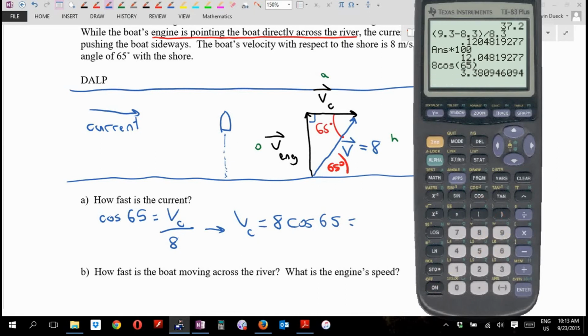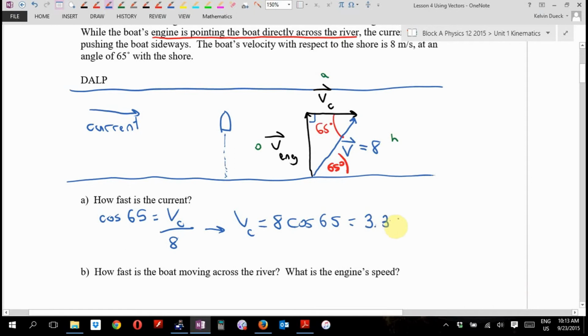That's to 3 sig figs. Units, meters per second. Direction, you know what? You could say east if you put a compass rose on there, but I said how fast. I didn't specifically say give me a direction, and it's in the picture. Whatever, we're good.